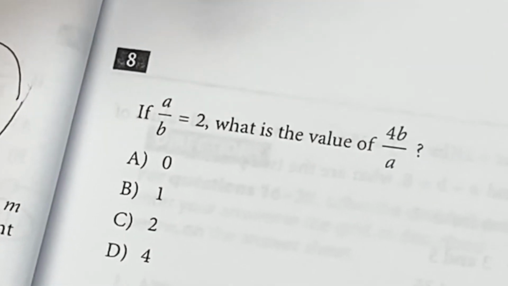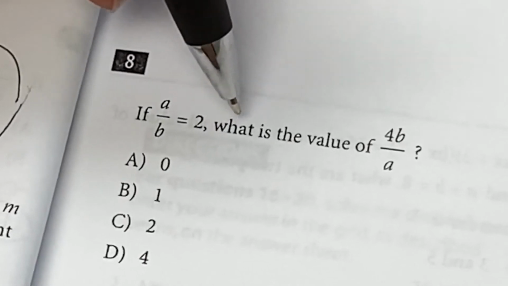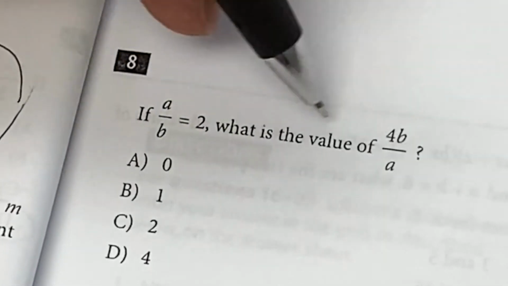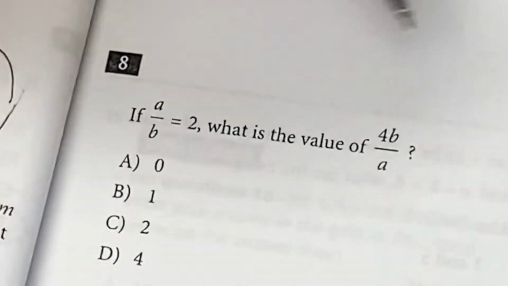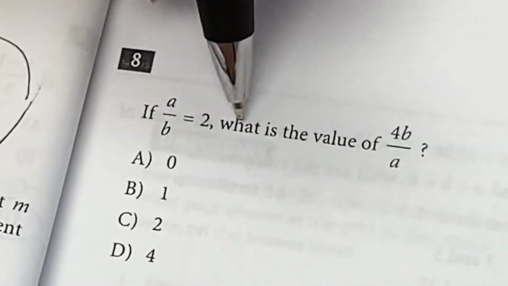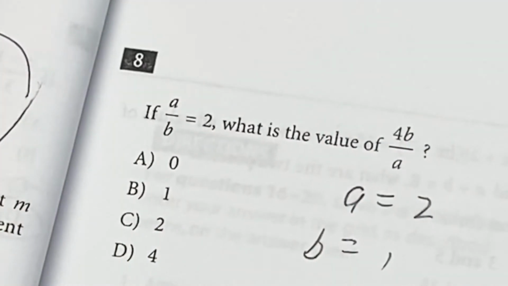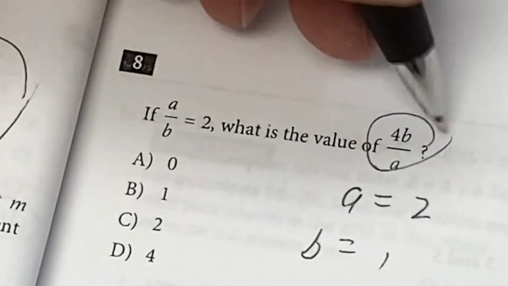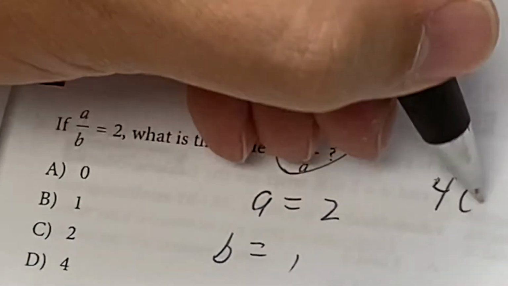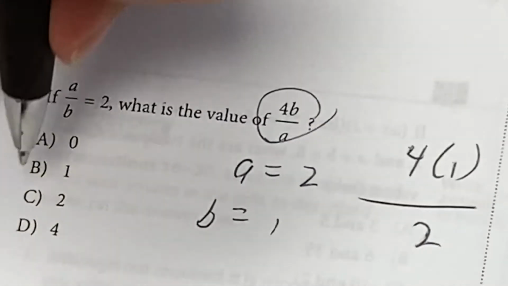All right, SAT question of the day, day 8. If A/B = 2, what is the value of 4B/A? So let's bring in a little strategy here. This is called picking numbers. So let's come up with numbers that will work out to a fraction that equals 2. So we'll say A = 2 and B = 1, right? Because 2 over 1 would equal 2. Now, let's just plug that in here. So we'd have 4 times 1 over 2, which would be 4 over 2, which would be 2.